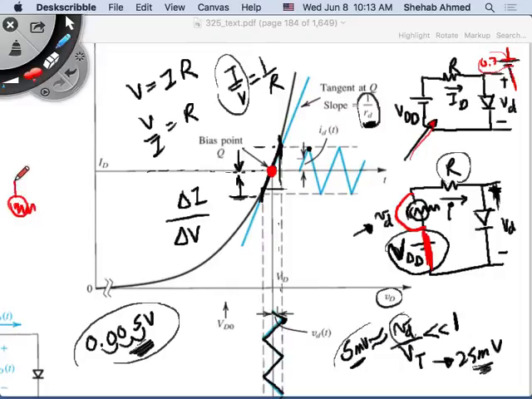This is my triangular waveform. I have to find something to put instead of this diode. What do I put instead of this diode?